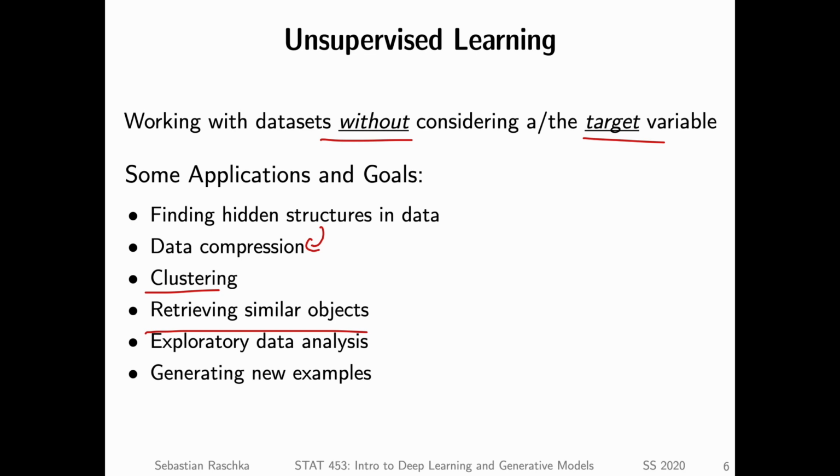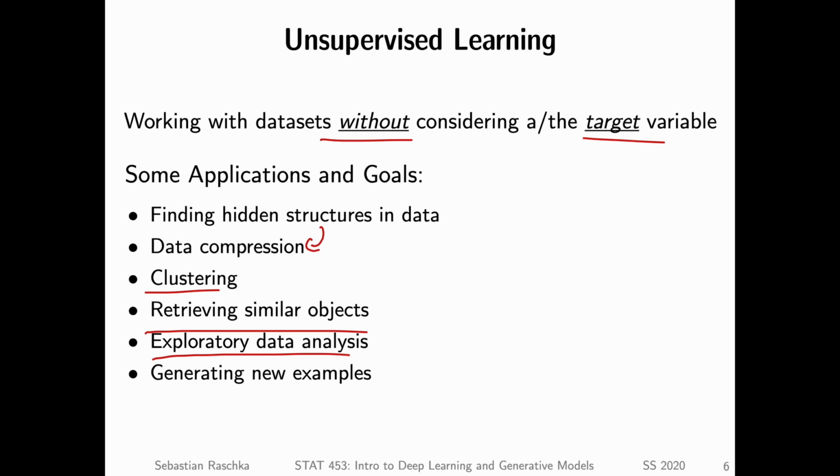So if someone liked a certain movie, you can also find new movies based on similarity, using some features about the movie. And exploratory data analysis would be another application of unsupervised learning, where you use techniques where you don't necessarily need to predict something, but you rather explore the data set.